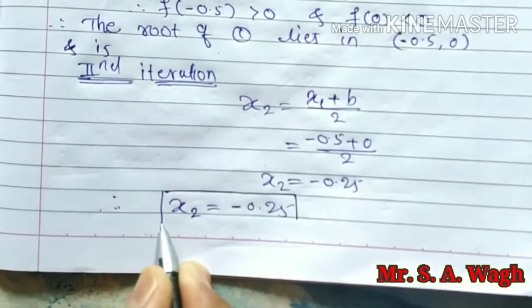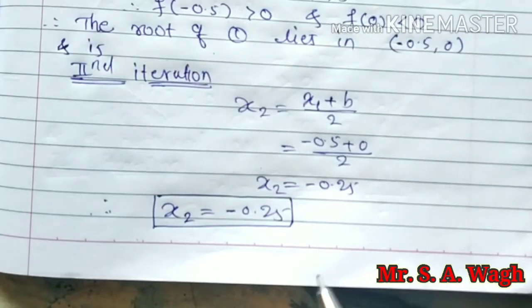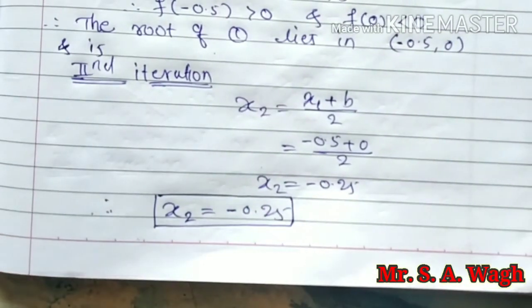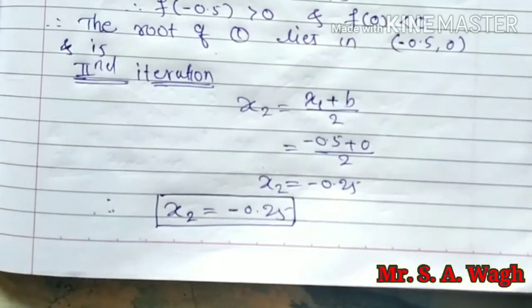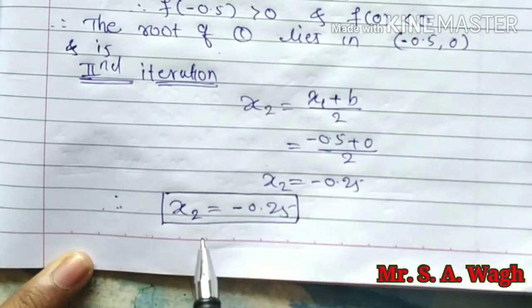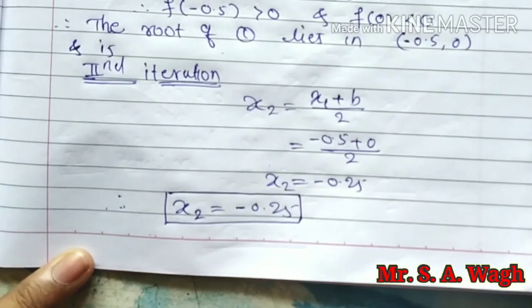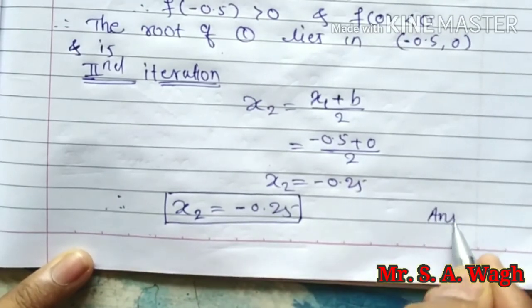So this is the bisection method we can apply for the calculation of one of the approximate roots of an algebraic equation or algebraic polynomial. Sometimes you may be asked to perform more than 2 iterations. At that time you have to calculate the required iterations, and finally we can conclude the answer like this one. Thank you.